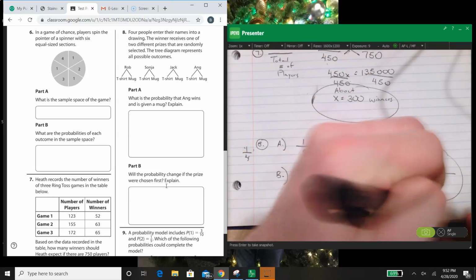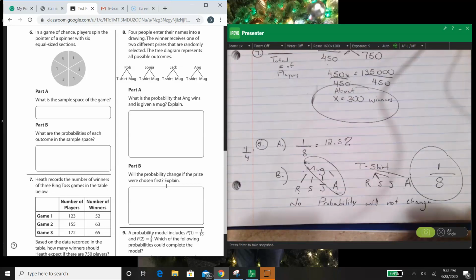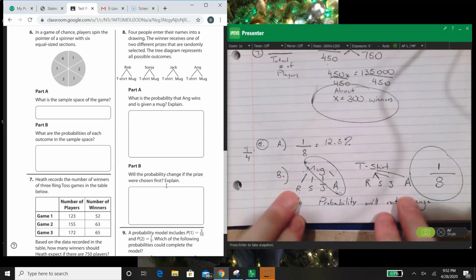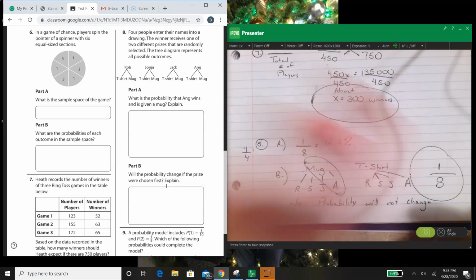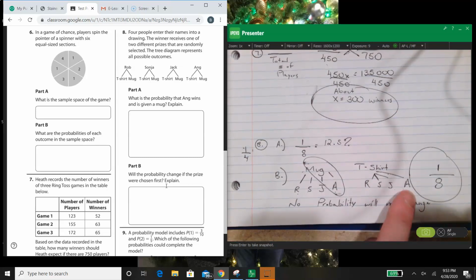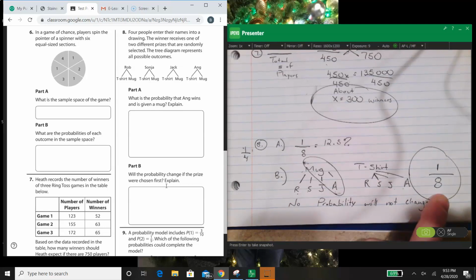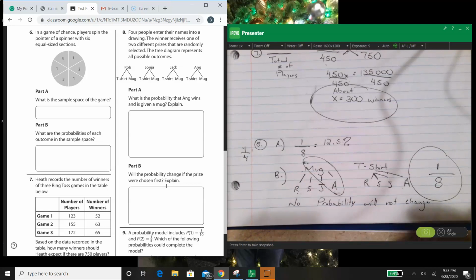And guys, the reason is really just because the tree diagram kind of flipped. Notice that my tree diagram is really just kind of the reverse of what we have at the top on number 8. So not really a whole lot of change. I still have 8 different outcomes, which is where my denominator is. One of them is a mug with Angie, so therefore it's still going to be 1 over 8.